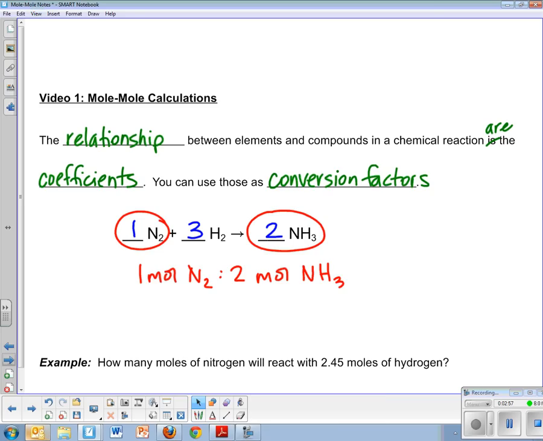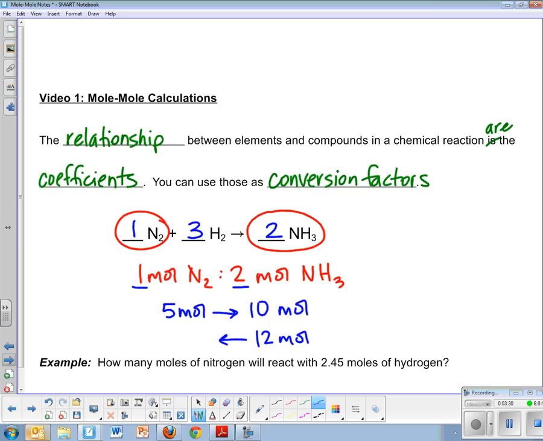Let's say in my reaction, I start off with 5 moles of nitrogen, and the question is, how many moles of NH3 will I have? Well, my ratio is 1 to 2. That means my ammonia is always going to be twice as many moles as my nitrogen. So if I have 5 moles of nitrogen, I'm going to have twice as many of ammonia, which would be 10 moles. That's what the coefficients tell us. Another example, let's say we had 12 moles of ammonia. How many moles of nitrogen would we have? Well, ammonia is twice as much, so half of 12 would be 6.